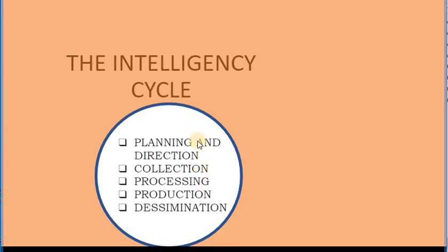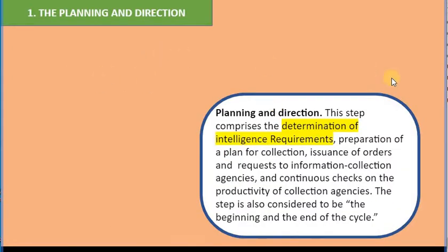For today, our topic is only two: planning and direction, and collection. Just two phases for now. The rest, steps 3, 4, and 5, will be our topic for tomorrow. Planning and direction comprises the determination of intelligence requirements, preparation of a plan for collection, issuance of orders and requests for information to collection agencies, and continuous checks on the productivity of collection agencies. This step is also considered to be the beginning and the end of the cycle.